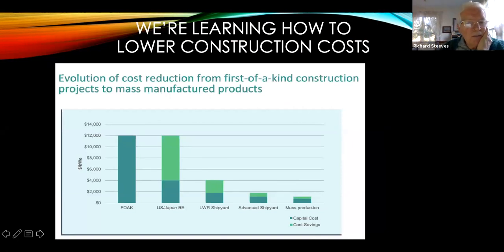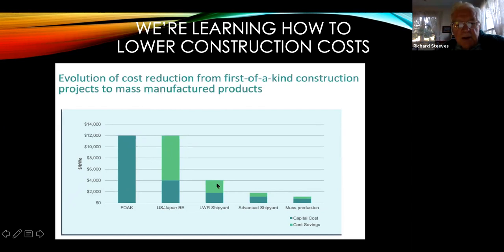Finally, there is this talk about reducing the cost. They have a term, FOAK. It stands for first of a kind construction. And that's been the problem up until now. We've been doing this sort of thing so that the costs are, excuse me, $12,000 per kilowatt of electricity, kilowatt hour, something like that, or maybe kilowatt potential, electric potential. And they've been working with Japan and finding that while this was the initial cost, they can keep the cost savings down. Japan, I think, has more uniform systems acceptance accreditation.